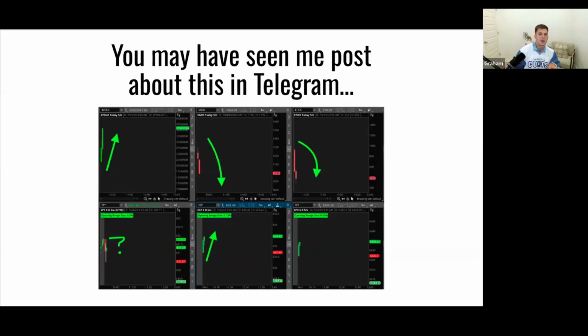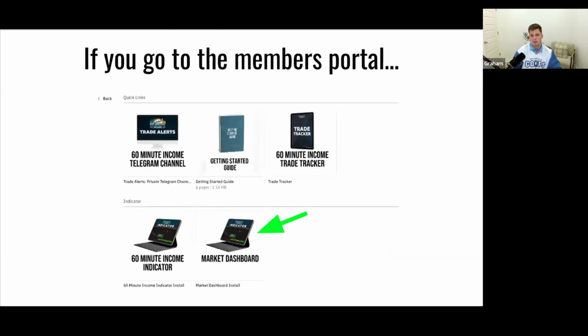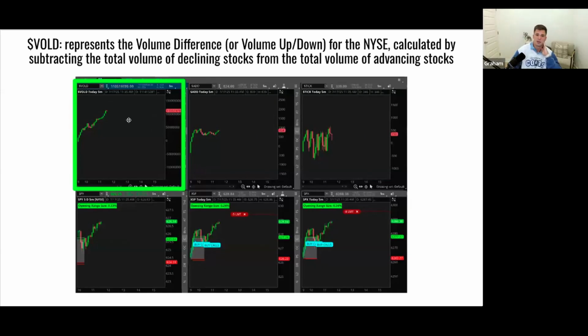All right, let me keep talking about this. The dashboard that we can use. This is how I view market internals as well as our signal. So if you go to the members portal, right, this is what your members portal looks like with all this stuff. If you click on that market dashboard, you can install this dashboard the same way you installed the indicator. Sets it all up for you. So how does it work? Well, down below you can see SPY, XSP, SPX.